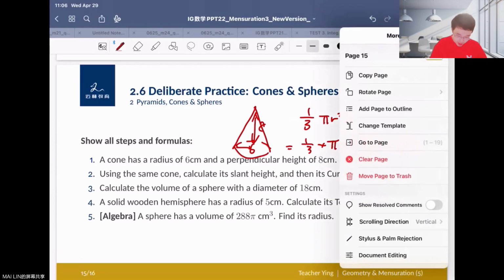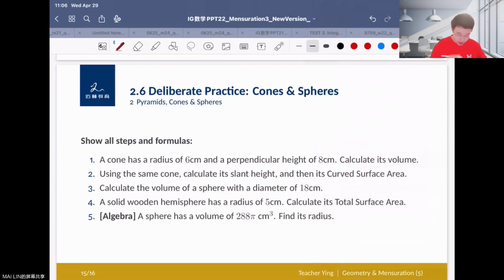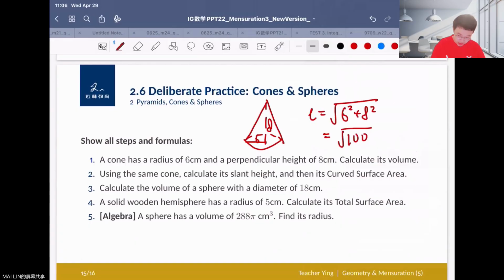And for the second problem, using the same cone, calculate the slant height, okay? And then the curved surface area, right? So we can say here, radius 6 and the height is 8, and you can use the Pythagoras theorem to find the slant height, right? So the slant length here we can consider as the hypotenuse of a right-angled triangle. So here is 6 squared plus 8 squared, right? That is the square root of 100, right? So that is 10. So the slant length here is 10, right?